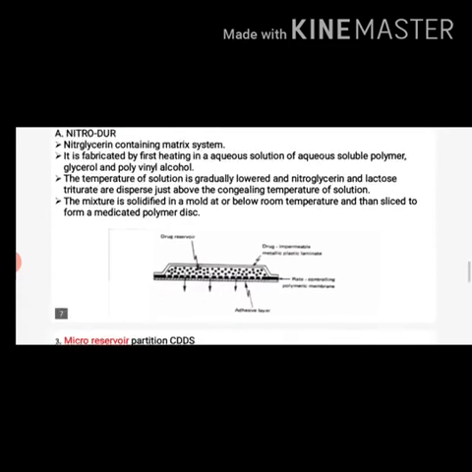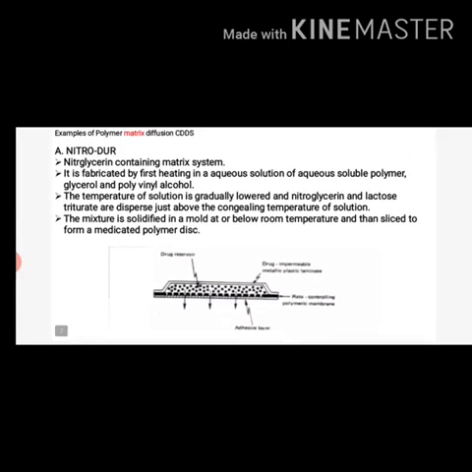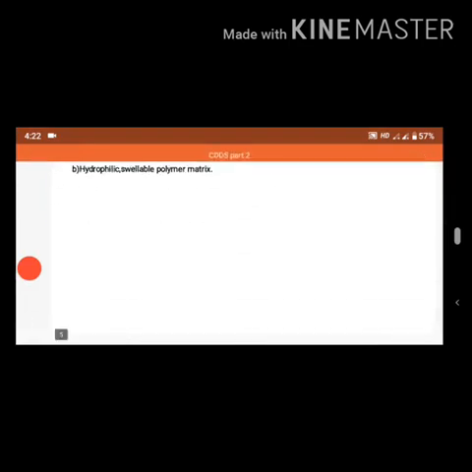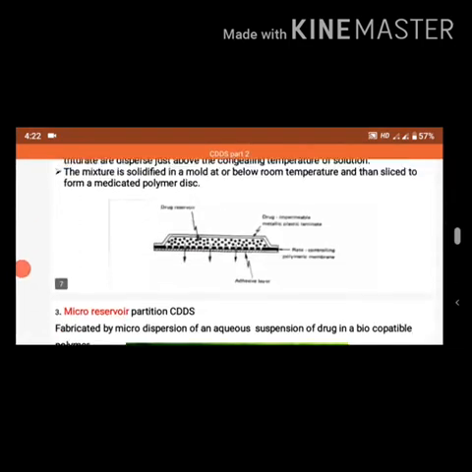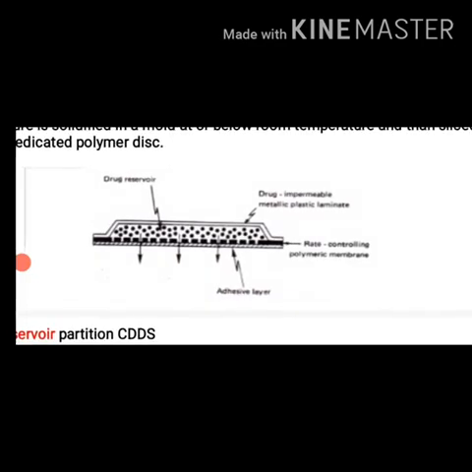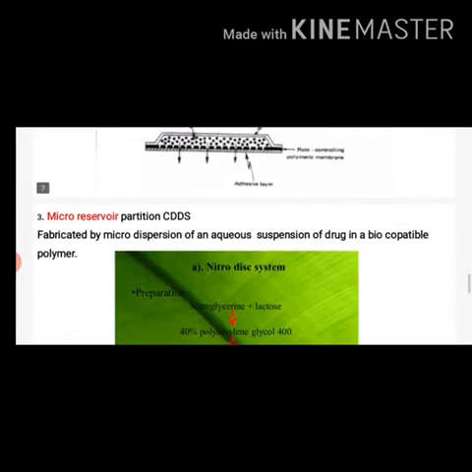to form a medicated polymer disc. So this medicated polymer disc consists of nitroglycerin, and it has a rate controlling polymeric membrane. The drug is kept in a drug reservoir, and this rate controlling polymeric membrane determines the rate of drug release.